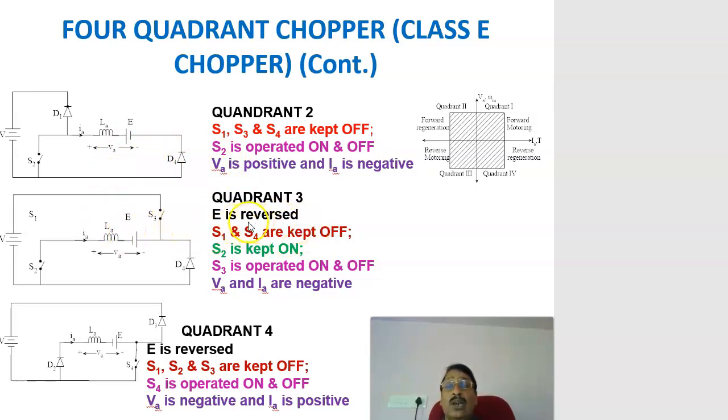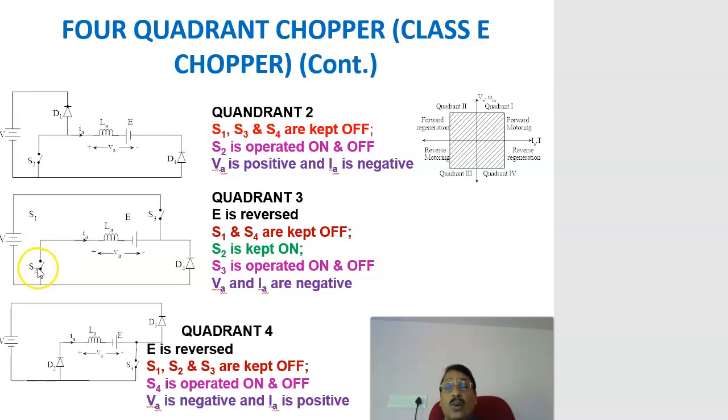Now coming to the third quadrant of operation, we have to reverse E, that is, the back EMF is to be reversed. The third quadrant operation is called reverse motoring. Here E is reversed, and the switch that is to be controlled is always S3. You are controlling the switch S3, and here S1 and S4 are kept off and S2 is kept on. These are the switch positions, and we control the duty ratio of S3.